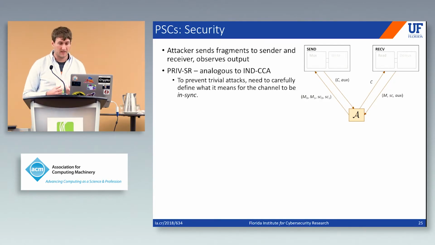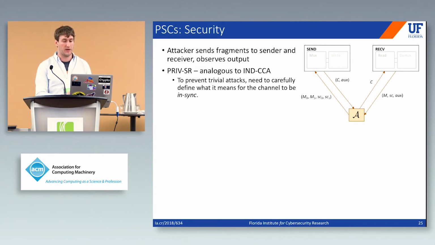And our privacy game is analogous to IND-CCA in that the adversary sends a pair of fragments to the sender and is asked to distinguish which of the fragments gets processed. And as usual, we need to prevent the adversary from decrypting ciphertexts that depend on the challenge bit. And actually, this is somewhat tricky in the stream-based channel setting because, as I said, there's no longer a one-to-one correspondence between inputs and outputs of either the sender or receiver. It requires carefully defining what it means for the channel to be in sync.